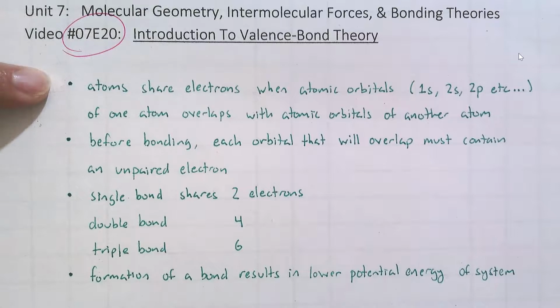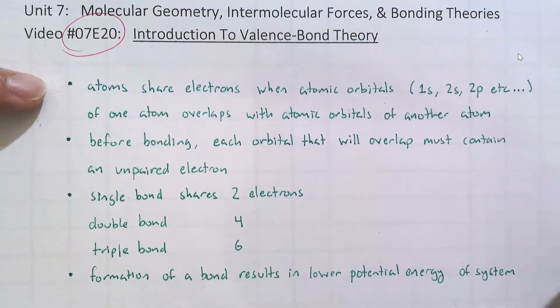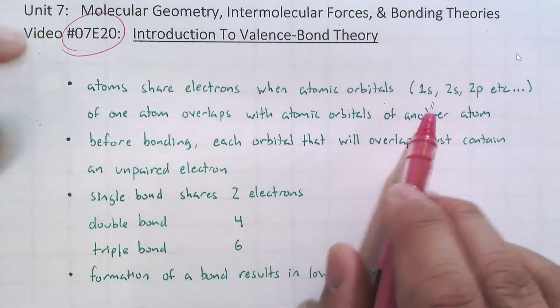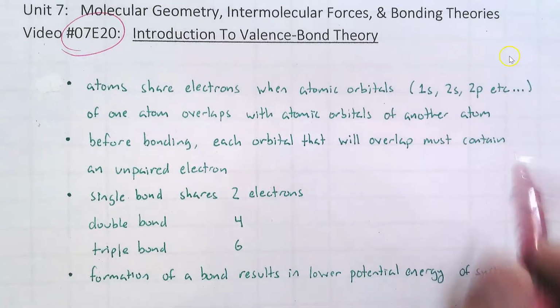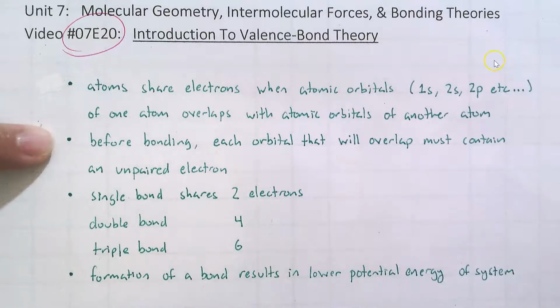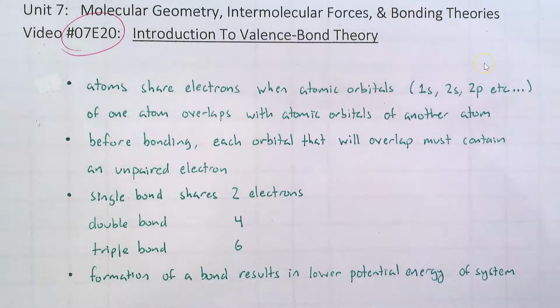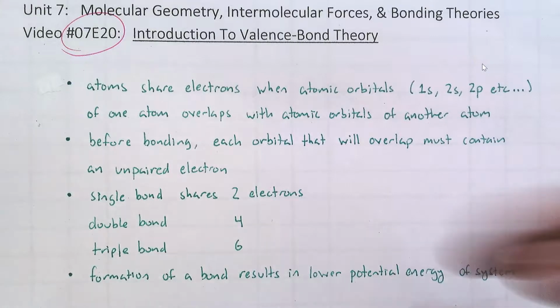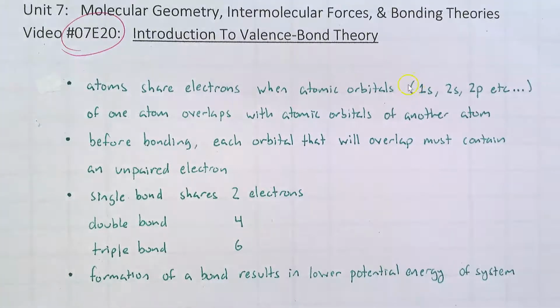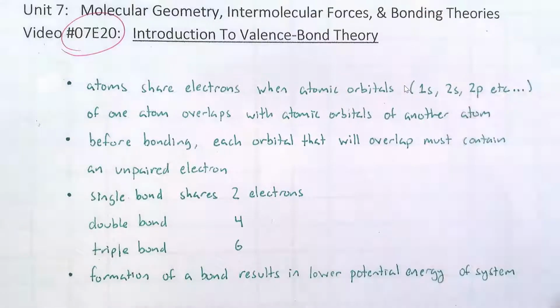The first bullet point is that in a covalent bond, atoms share electrons, and they are shared when atomic orbitals, such as the 1s, 2s, 2p, etc., of one atom overlap with atomic orbitals of another atom. But before this bonding takes place, bullet point number 2, each orbital that will overlap must contain an unpaired electron. So in total, a bond would have 2 electrons being shared, one from each atom. And we've alluded to that in Lewis structures, but we never again really looked at specifically what orbitals are mixing.